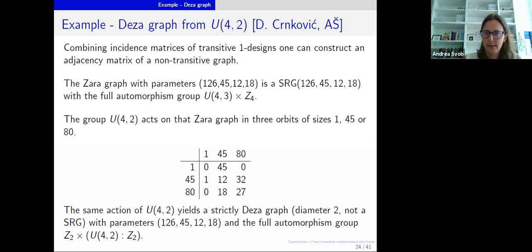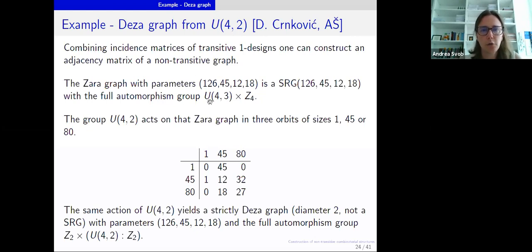So to remind you, last time I told you that when you are using a particular finite group that is acting transitively, you can classify graphs. If you're interested in strongly regular graphs, you can do that also. But such a graph has the property that it is transitive. So how can we obtain non-transitive ones?